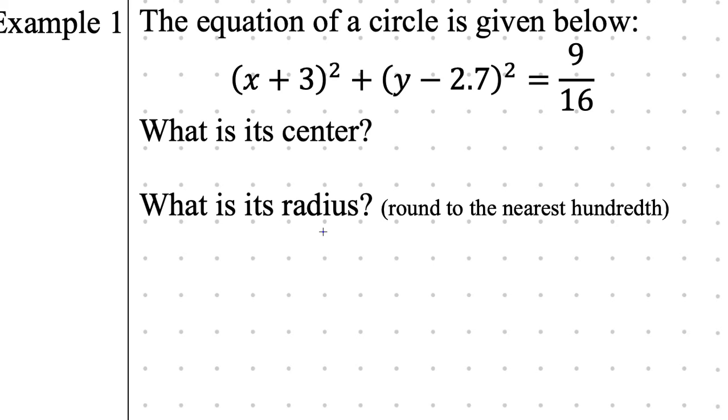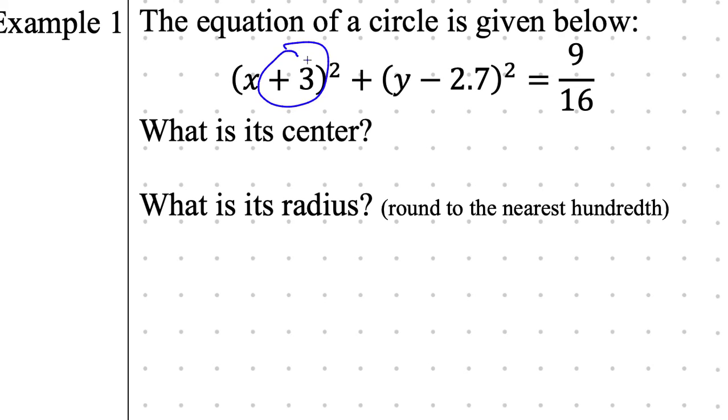What's its center? Quiet your hand. Two people know. Who has their card? Eder, yes. I'll help you out, Eder.